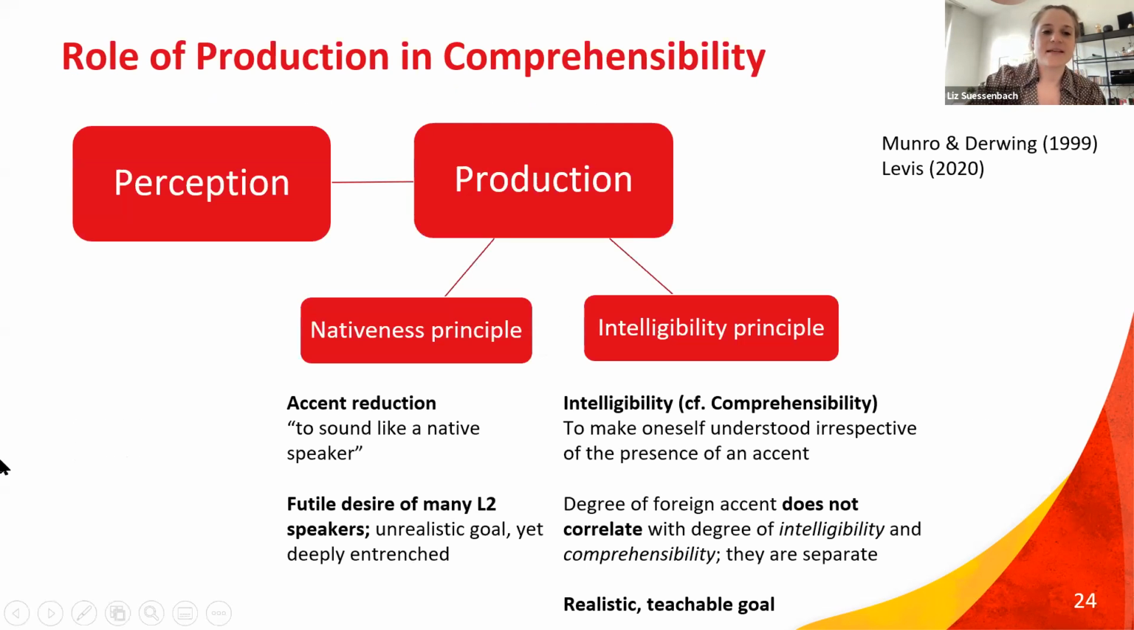And this is exactly, thanks, John, this is exactly why we have to disentangle these two principles here, the nativeness principle versus the intelligibility principle coined by Levis. So we find it pretty futile to focus on accent reduction and make our students sound like native speakers, because that goal is not just unattainable, but it's also not even necessary if our speakers are in fact comprehensible. So why would you make them feel deficient by saying, okay, you have to lose your accent now?